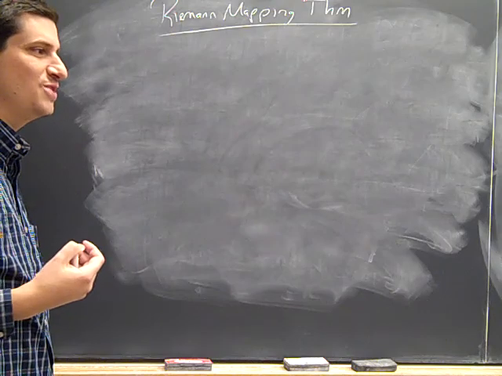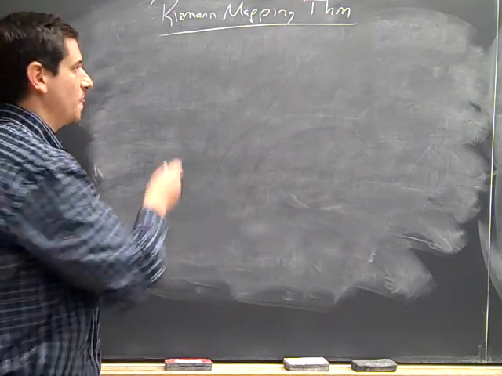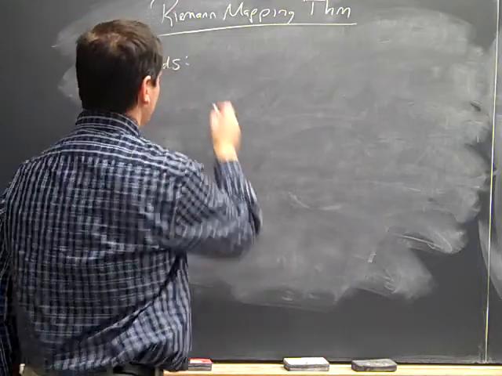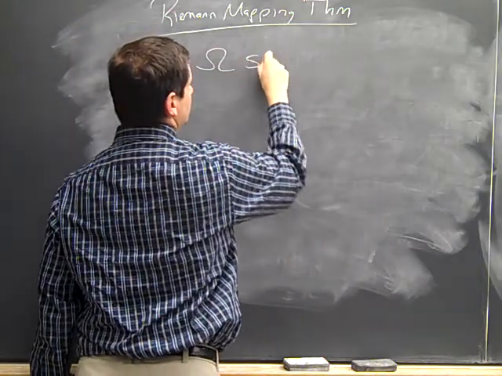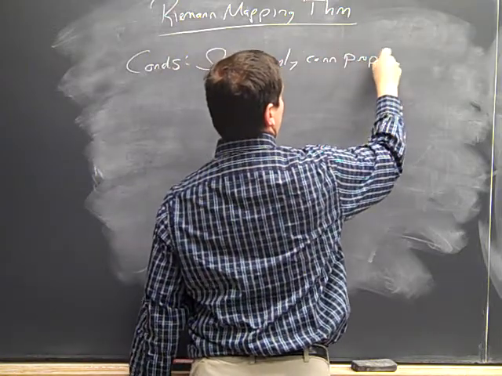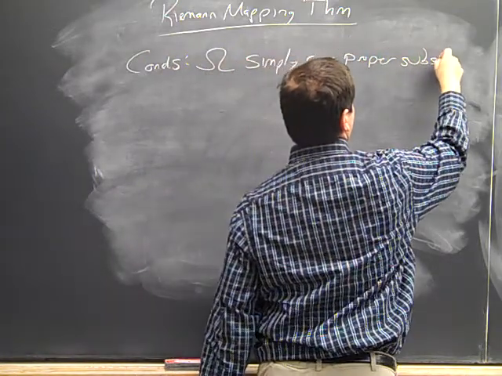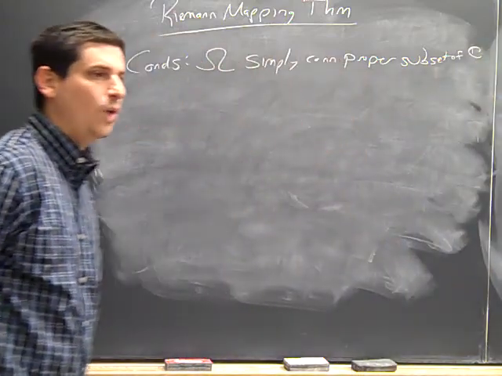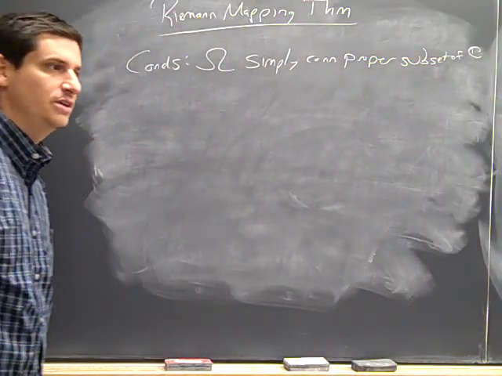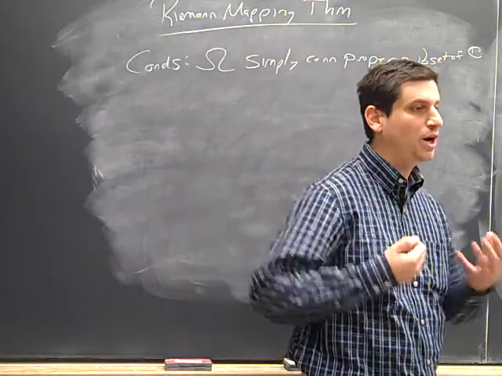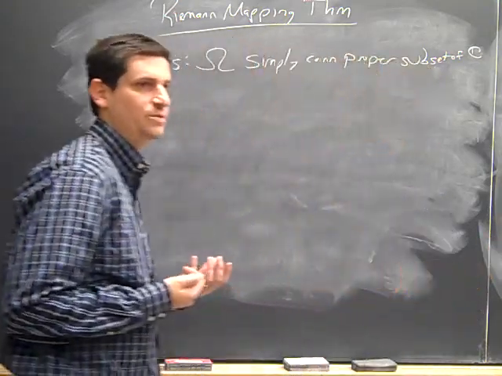So what are the conditions for the Riemann Mapping Theorem? Omega can't be all of C. It cannot be all of C. So omega is a proper, simply connected subset of C. And we saw why we can't take all of C to work. That's Liouville's theorem.